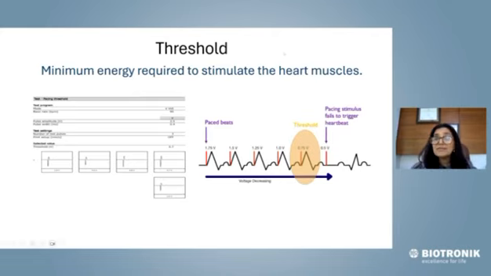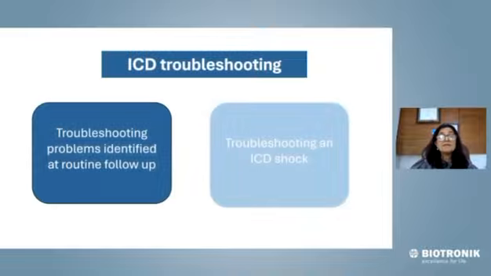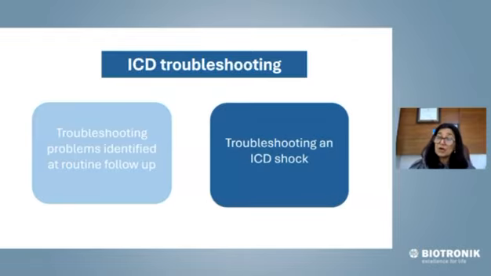So here you can see 0.75 was successful. At 0.5, it failed to trigger. So the threshold is 0.75 volts. Thus, now troubleshooting the ICD shock. It cannot happen without knowing all of the parameters in the front, and then you reach here to understand what is happening.